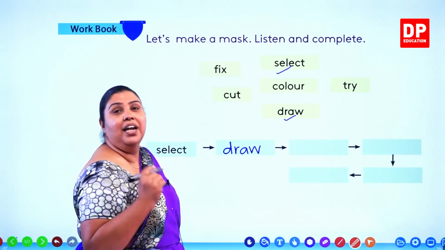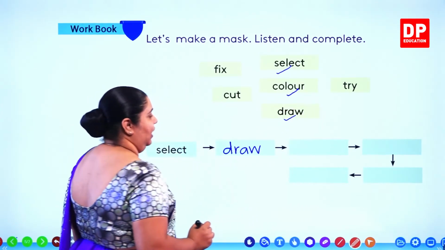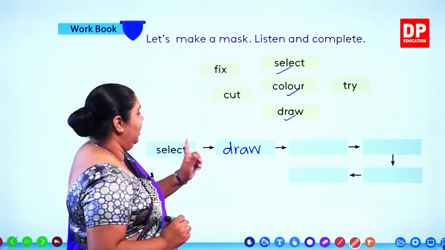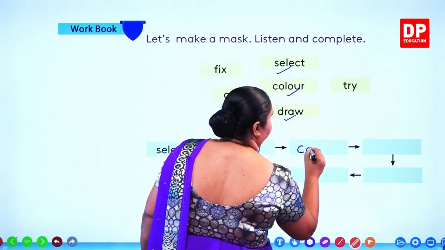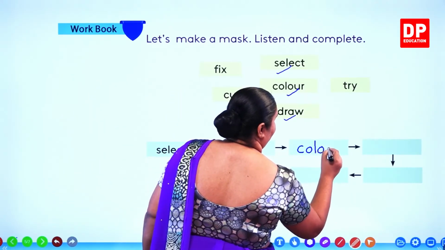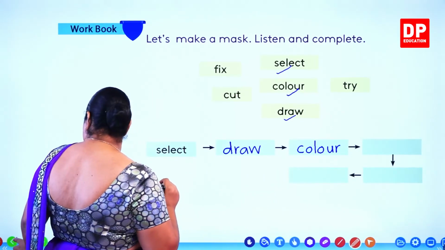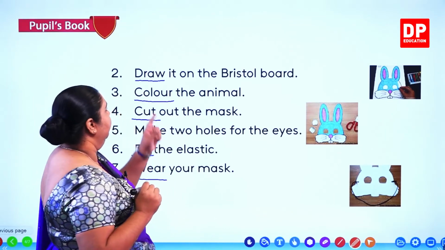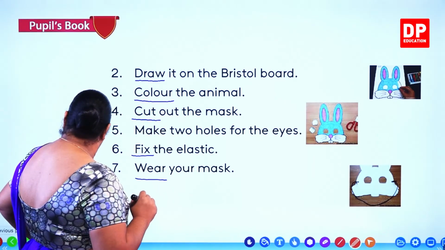We have to color. Now we are going to use the word color. First we select, then we draw, and then we color the face. C-O-L-O-U-R. Okay? I hope you can remember. Right? First we select, then draw, and then we color.